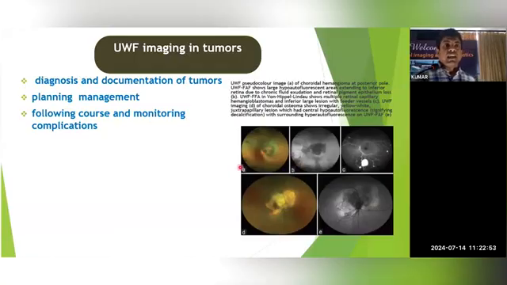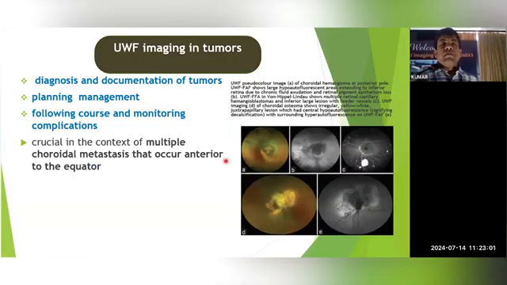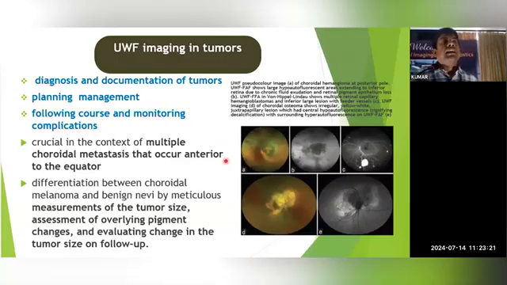Coming to tumors, again, it helps in diagnosis and documentation of the tumors, planning the management, following the course and monitoring the complications. In some cases of choroidal metastasis, the metastasis can be in the extreme periphery. Again, these patients will come with multiple other systemic conditions, and they can have uveitis also. The pupil dilatation may be poor, and the media may be hazy. They might have cataract. So if you have wide field imaging, the peripheral lesions can be easily picked up. Again, a differentiation between choroidal melanoma and pigment nevi also can be done easily with your wide field imaging.